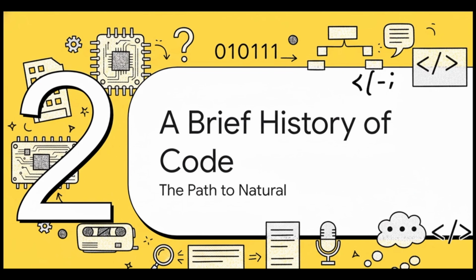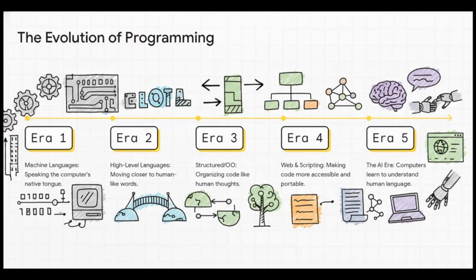So to really see what's happening now, we need to take a quick trip back in time. Let's look at the history of code, because it's really the story of us trying to close that gap between how we talk and how machines think. We can pretty much break this whole journey down into a few big eras. And what's cool is that each era is a step away from the machine's weird world and a step closer to ours, all leading up to, right now, the AI era.